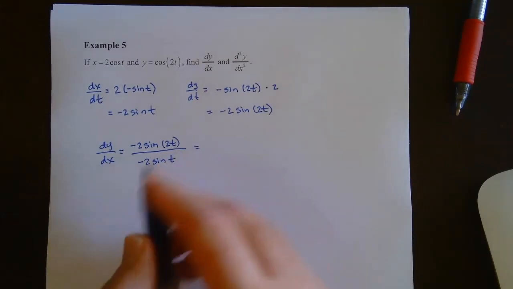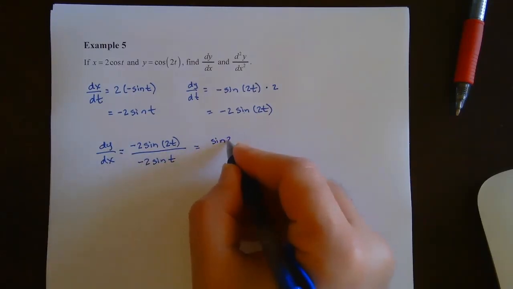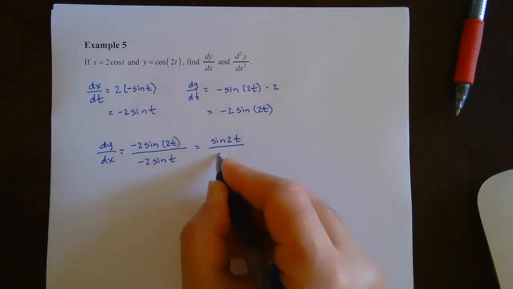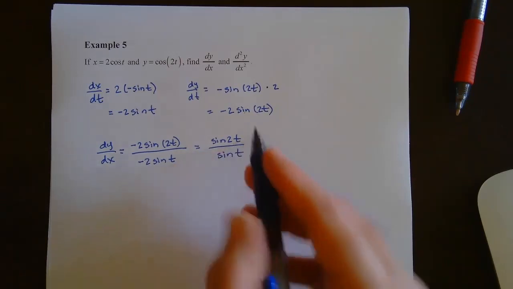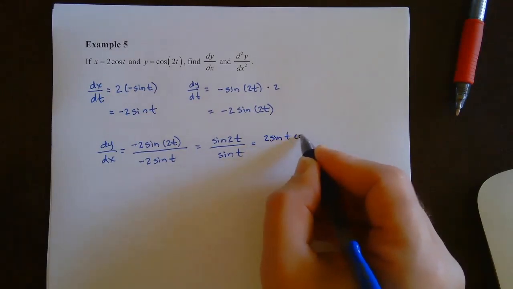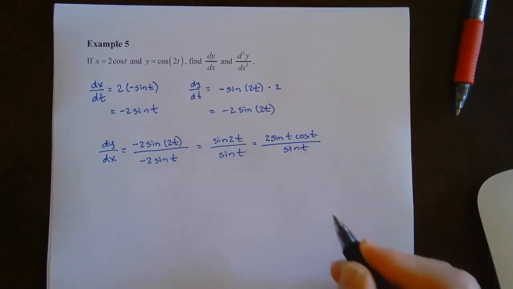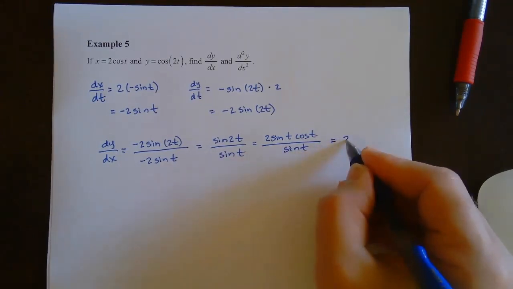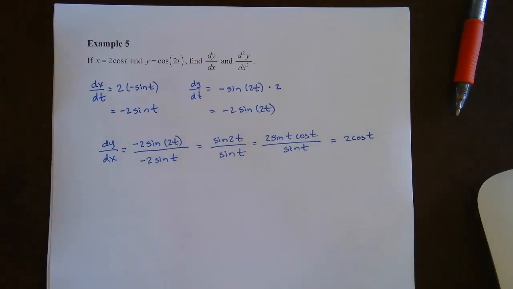Okay, now the negative 2's cancel, right? And we're left with sine of 2t over sine of t. Hey, do you remember a trig identity? Yep, we did one earlier, right? Sine of 2t is equivalent to 2 sine t cosine t over sine of t. The sine t's cancel, and you're left with 2 cosine of t. Okay, that's the derivative.